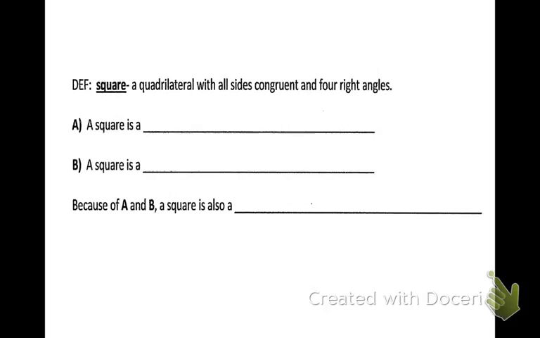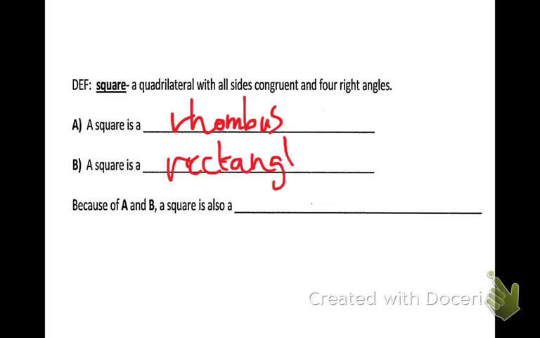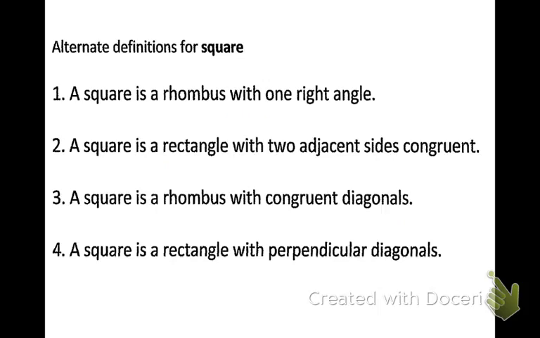A square is therefore a rhombus because of all the sides being congruent, and it's a rectangle because of the 4 right angles. Because of A and B, a square is also a parallelogram. Squares and rectangles and rhombuses are parallelograms, so a square is one. There are alternate definitions for a square.